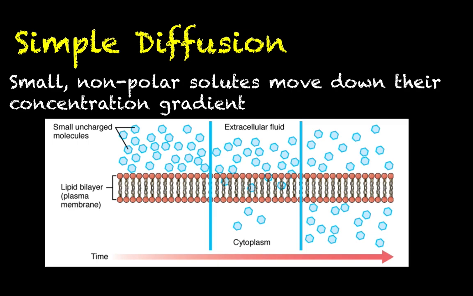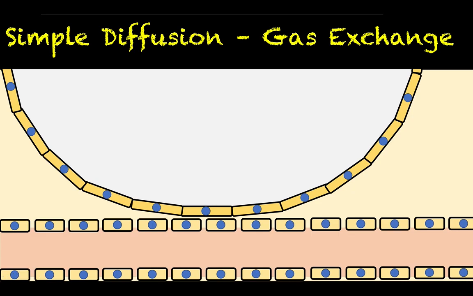So for simple diffusion, again, this is going to apply to small, nonpolar solutes that move down their concentration gradient. In this illustration, you can see these blue solute particles are very highly concentrated on this side of the membrane, and over time, the net diffusion is going to pull them from this side to this side until we get to the point where equilibrium is established and the concentration of this solute is equal on both sides of the membrane. Once equilibrium is established, the rate of movement back and forth will have a net effect of zero.